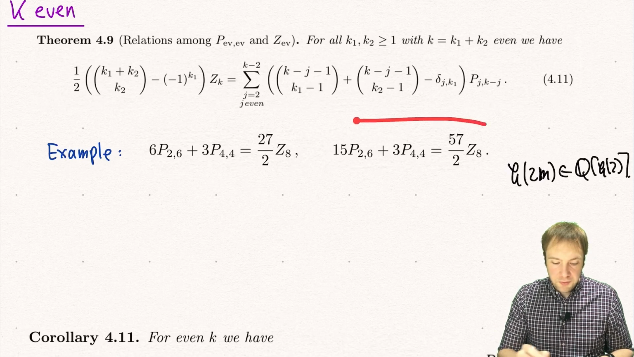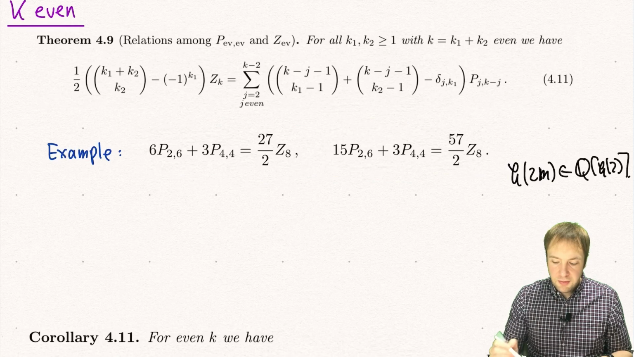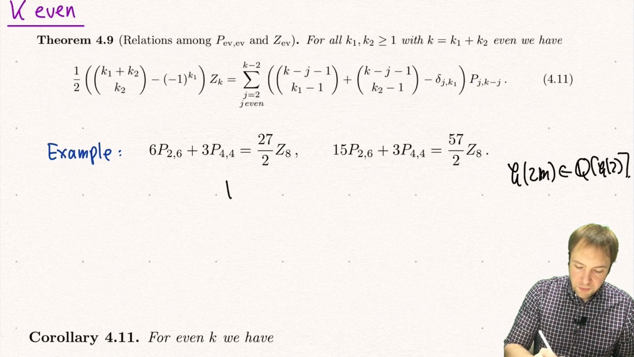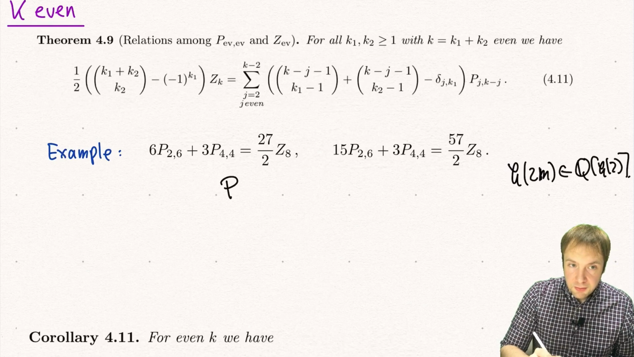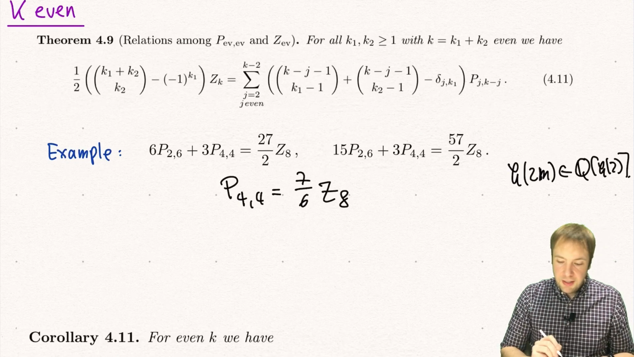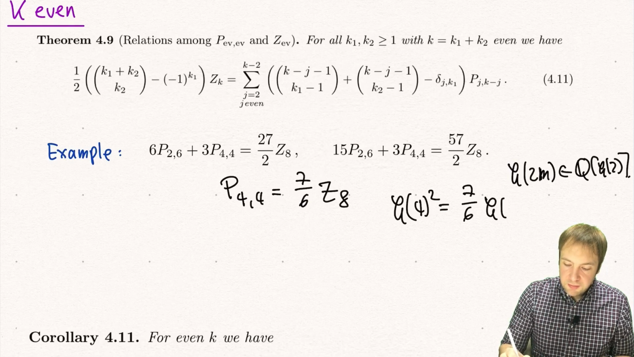But we also get, for example, one example of relations in this space here. What we can obtain from this is, for example, that P_{4,4} is 7/6 of Z_8. So for example, this would imply that zeta 4 squared is 7/6 of zeta 8.